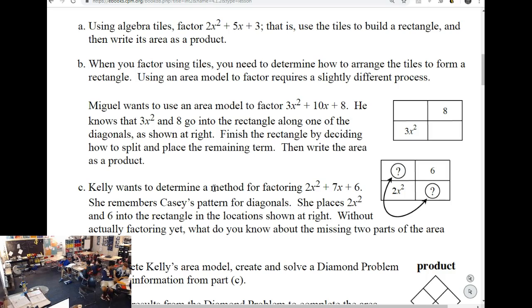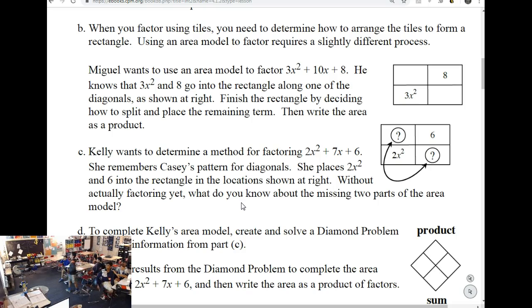All right, so there's another way we can represent this, and I'm going to try to go quickly here. To figure out 2x squared and 6, we've got some options, right? Because there's multiple ways that we can multiply up and get 2x squared.